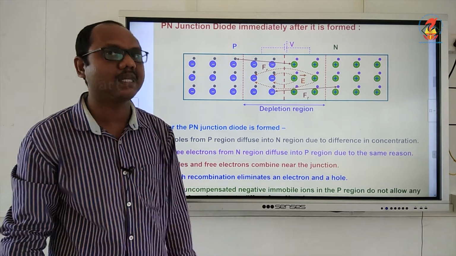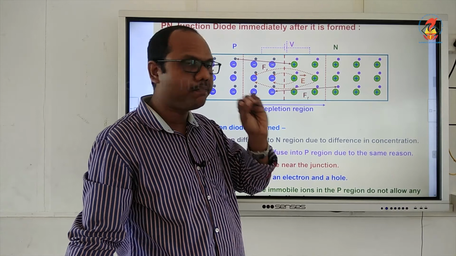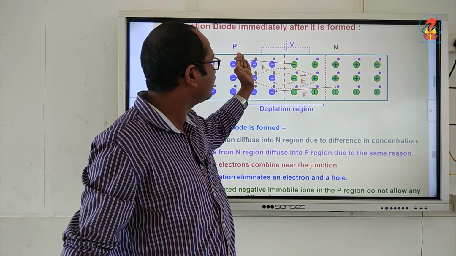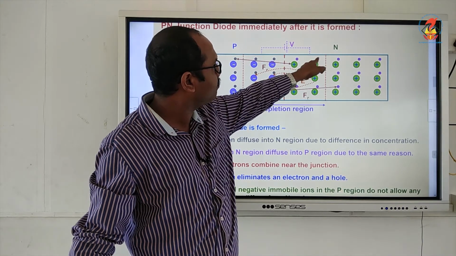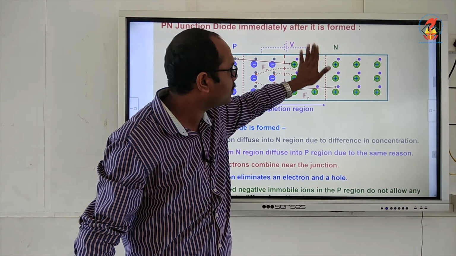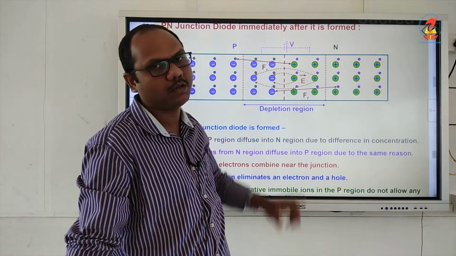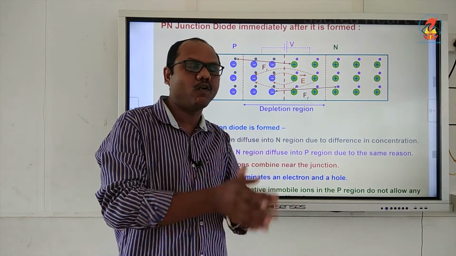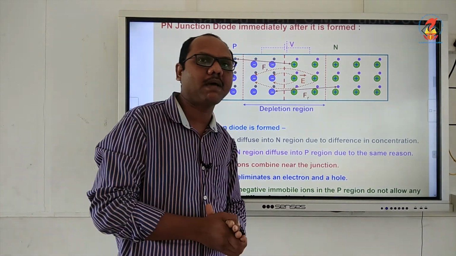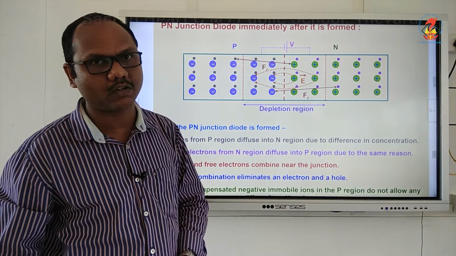So, what is the reason for the barrier potential? Barrier potential is created because some holes crossed the junction and moved here, which created a positive potential. Similarly, some electrons from this side move towards this side, thereby creating a negative potential here. That forms the depletion region and that forms the potential barrier. This potential barrier will prevent the further movement of electrons and holes across the junction.